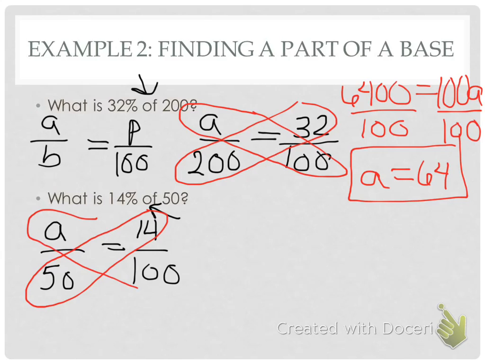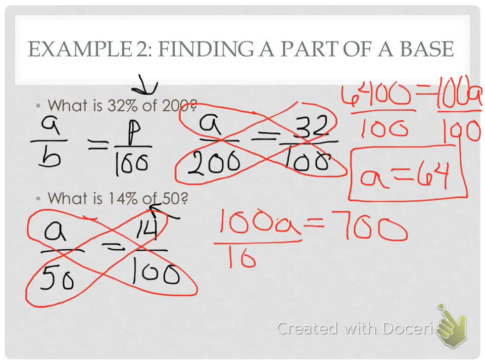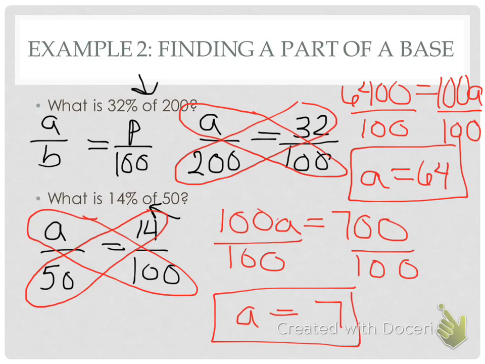Remember, you can use other methods, but cross products is the most consistent across the board as far as working out evenly. 100A equals 700. Divide both sides by 100. And A equals 7. I was right. Okay? A equals 7. Wait, I was right? Oh, that makes more sense than what I did. All right. Now, so that's how you find the part of the base.